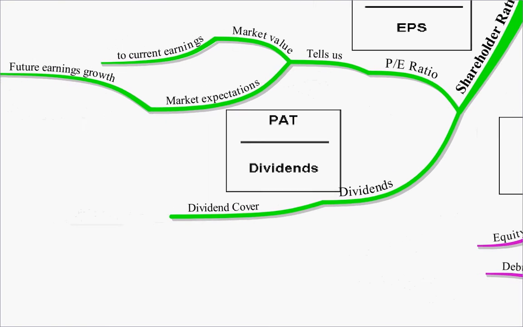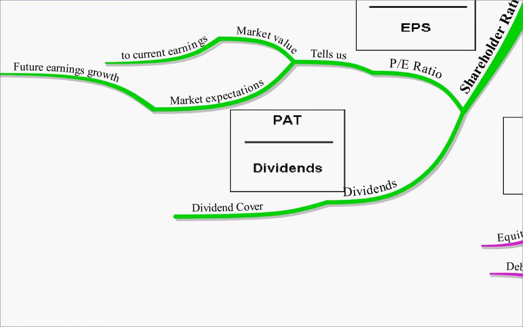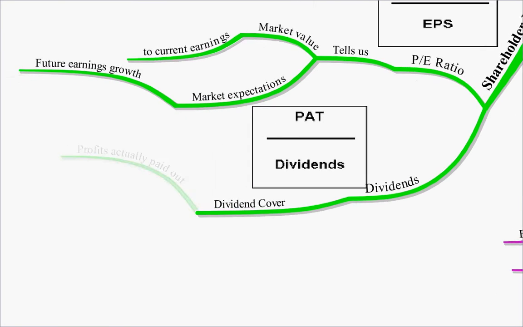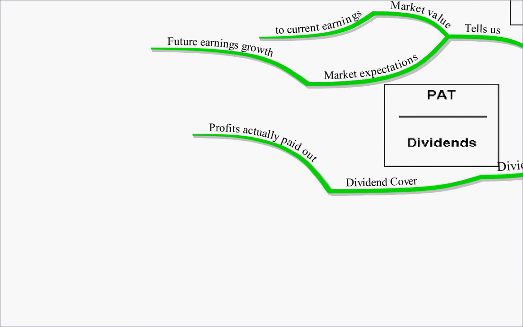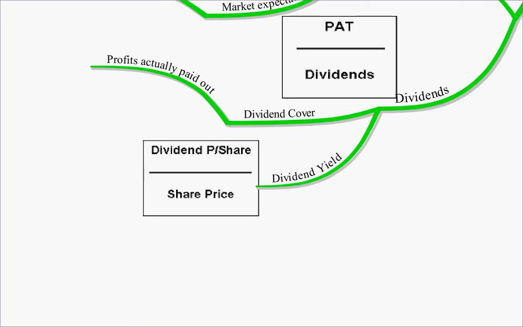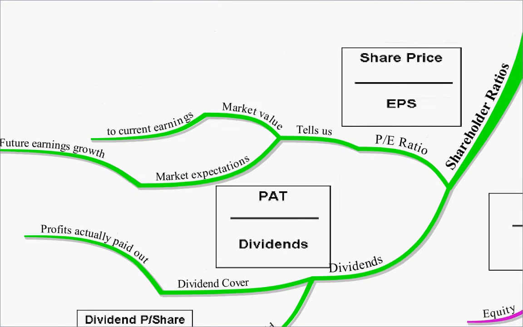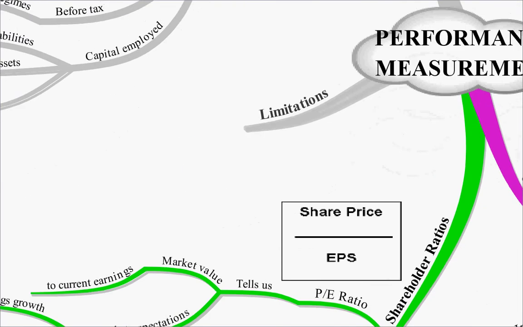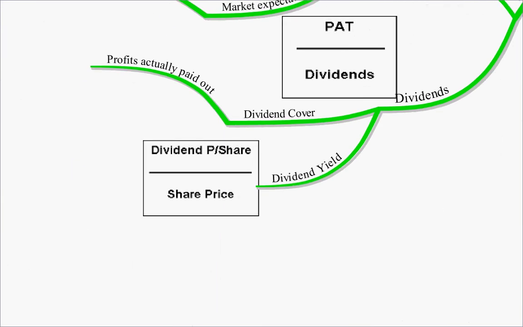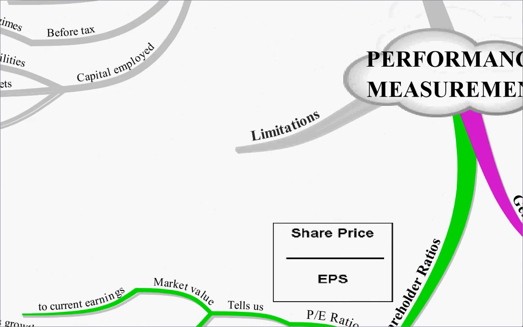On to dividends. Dividend cover is profit after tax over our dividends. It tells us the profits actually paid out. The dividend yield is the dividend per share over the share price, and basically tells us how much we are able to yield if we buy that share, how much our yield is likely to be.